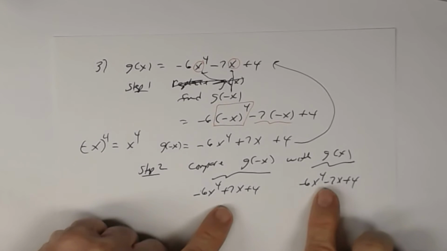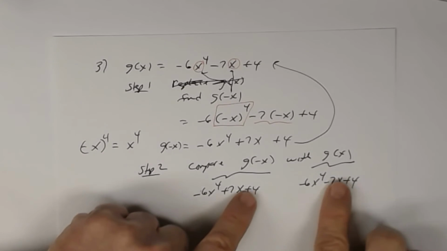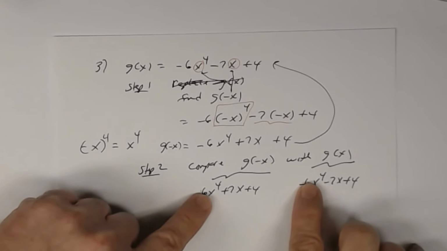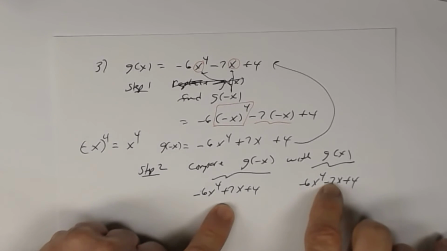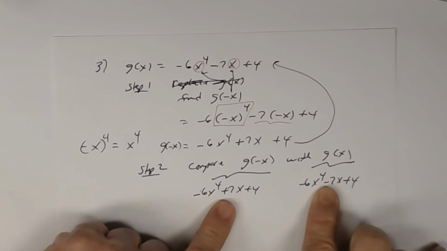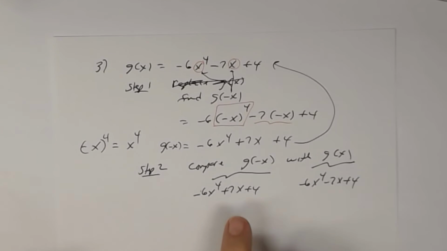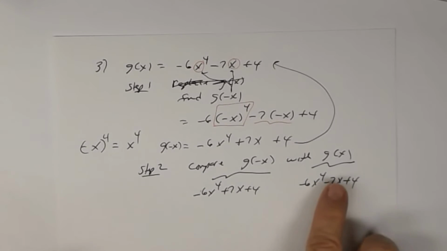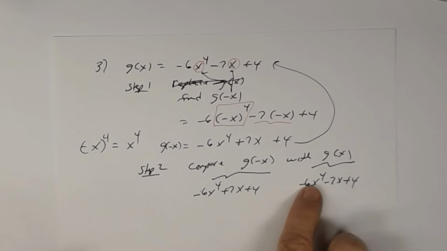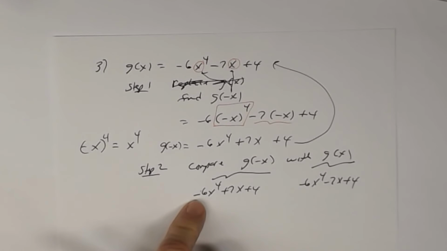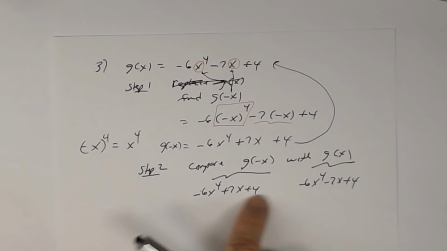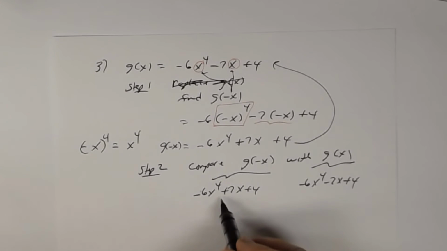Because remember, in order for them to be the same, every term has to be the same, right? Notice this, the x to the fourths are the same term. The constant is the same term, but the x's are different, right? Okay, so they're not the same. Are they opposites? No, they're not opposites, because in order for these two functions to be opposite of each other, negative 6x to the fourth just better be a positive 6x to the fourth, and it's not. So those are not the same because of this right here. That's the only one that's different.